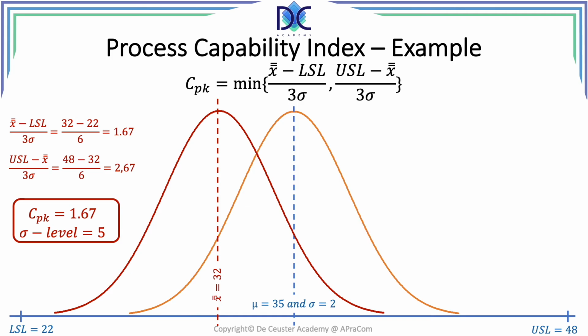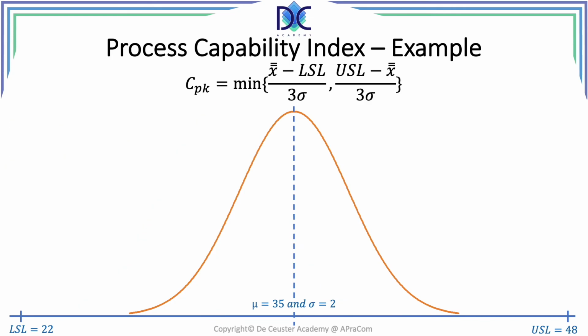So basically, we started with a 6 sigma process, but due to the fact that the output of the process is not 35, but 32, the borders, everything moves to the left, and we have a lower CPK value and a lower sigma level. So we really have to do something about this.